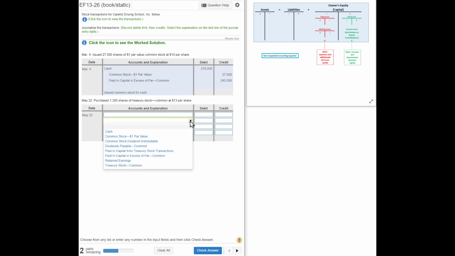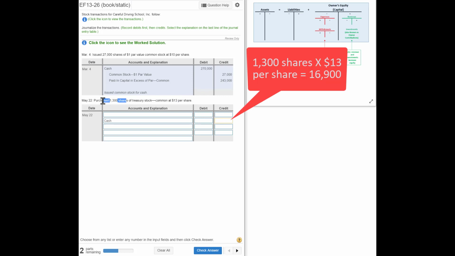Debits have to be listed first, so I'm going to skip the first line and go to the second line, because cash is going down. Cash goes down by $13 per share times 1,300 shares, which gives us a $16,900 credit. We need a debit of the same amount, and that debit is treasury stock for the common shares.